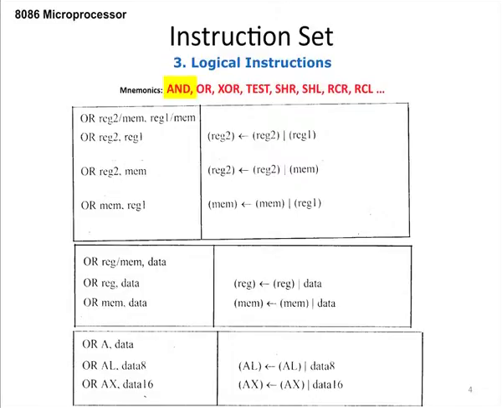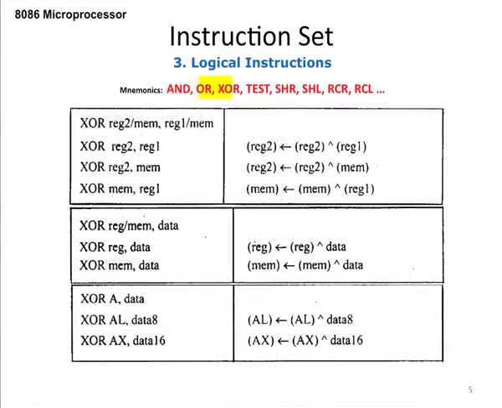Now after the ORing operation, the next logical operation is XOR. As we all know, XOR means exclusive OR. Whenever both the bits are the same, the result will be 0, and when both the bits are exclusive, meaning they are different from each other, then the result will be 1.